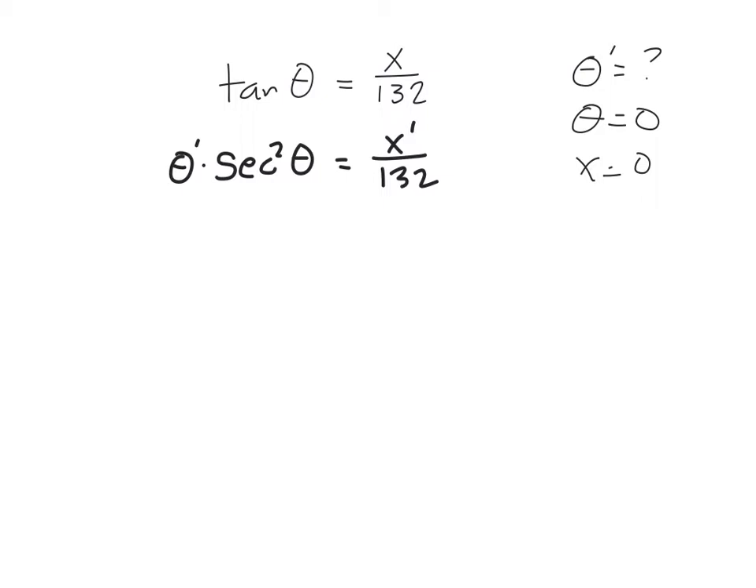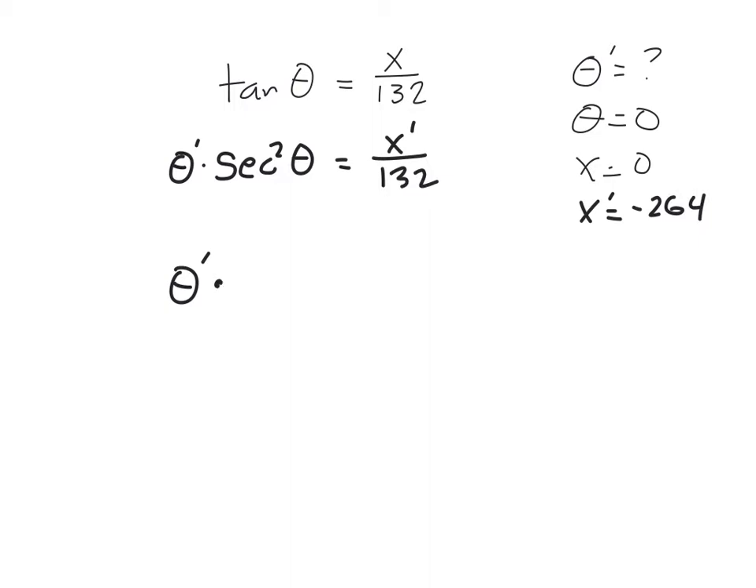I'm going to plug in 0 for theta, and although I haven't written it, I think we better indicate how fast that car is going. It said it was going 264 feet per second, but that x is shrinking, so that's really negative 264 in this case. Okay. So when we plug in all these values, we have theta prime, the variable that we're trying to solve for.